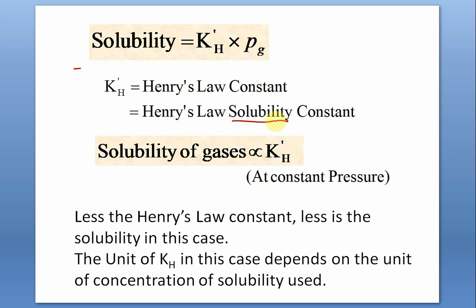That was the volatility constant. There was an inverse relationship between the solubility and kH. But here there is a direct relationship between solubility and kH. The more the kH prime here, the more the solubility, because if pressure remains constant, then kH prime is directly proportional to solubility. So solubility is directly proportional to the Henry law solubility constant at constant pressure. Right?